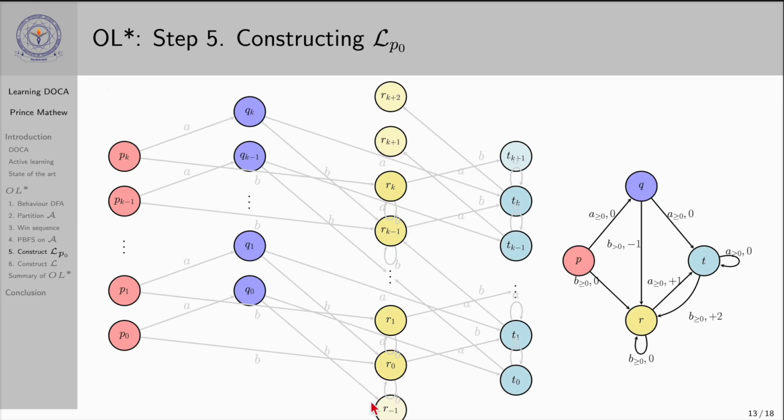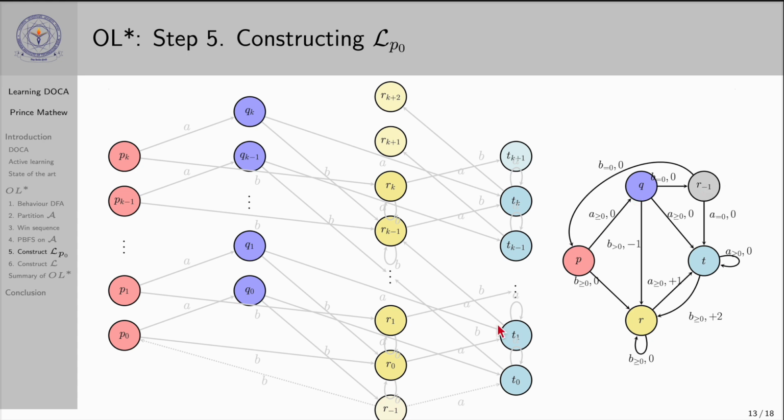So here you saw that the transition from Q on B equal to 0 was not defined because it goes to a minus 1 state. And also, let's say you had a transition from R minus 1 which goes to P0 and T0; those transitions were also not present in the partial OCA. So what will you do? You will add this additional state R minus 1 here.